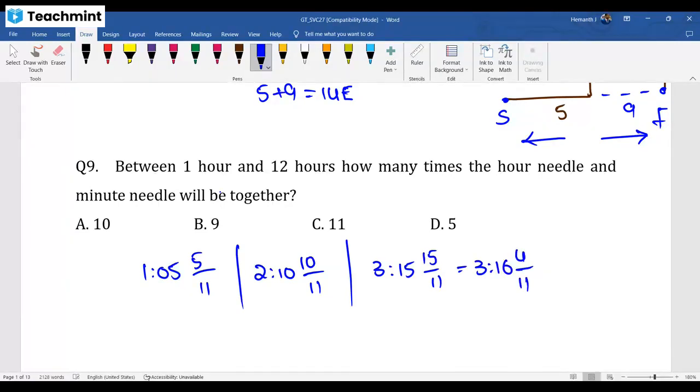Guys, see, I'm giving you the timings at which they'll meet. Between 1 and 2, it will meet at 1:5 and 5/11. Between 2 and 3, at 2:10 and 10/11. Between 3 and 4, 3:15 and 15/11. 15 is more than 11, so we divide by 11, one time, and that one is added here. When 15 is divided by 11, 1 is the quotient that is added here, and the remainder should be taken out. Then 4:21 and 9/11, that is 4:20 and 20/11. You can write it like that.